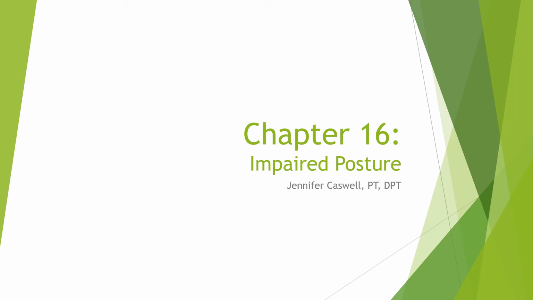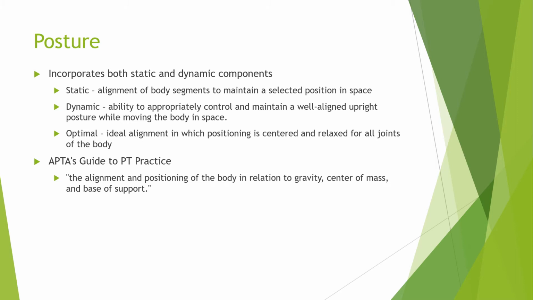Chapter 16, Impaired Posture. Posture will incorporate both static and dynamic components. Static, by definition, is the alignment of body segments to maintain a selected position in space. Dynamic is the ability to appropriately control and maintain a well-aligned upright posture while moving the body in space.